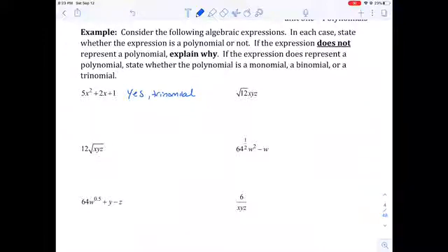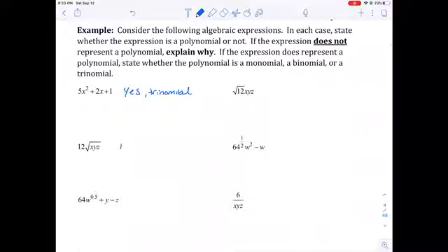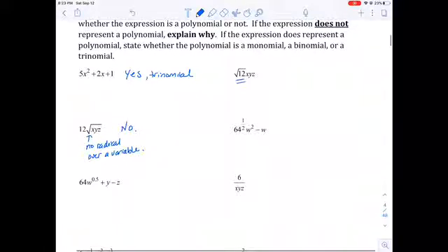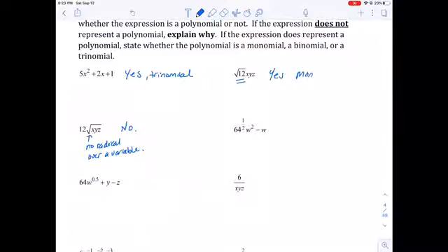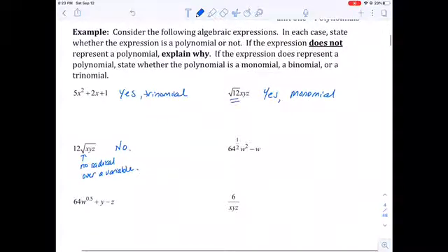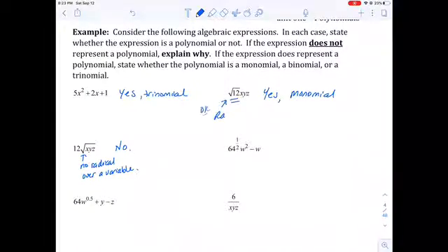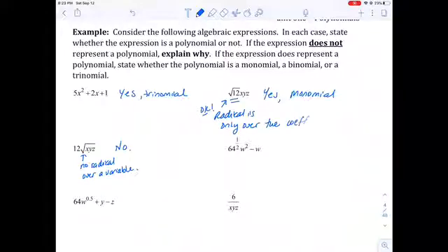Okay? This next one here, this is a no. Okay, this is a no, and that's because we cannot have a radical over a variable. Okay, that's not allowed. Okay, if I look at this one, this is a yes, and this is a monomial. Now, how can this be a yes when this was a no? The reason is because the radical, it's okay, the radical is only over the coefficient.